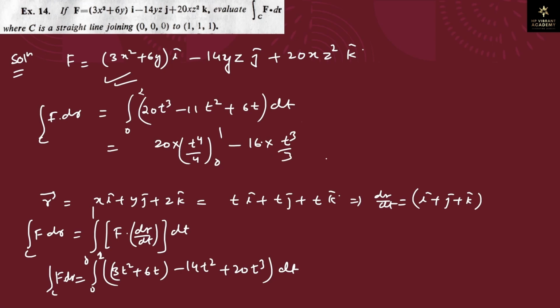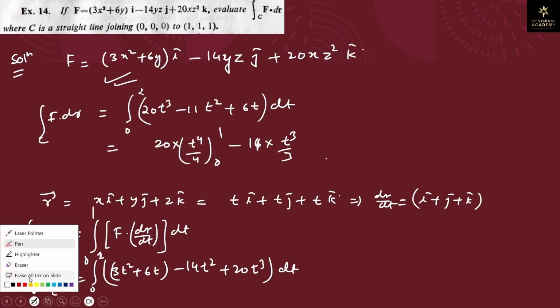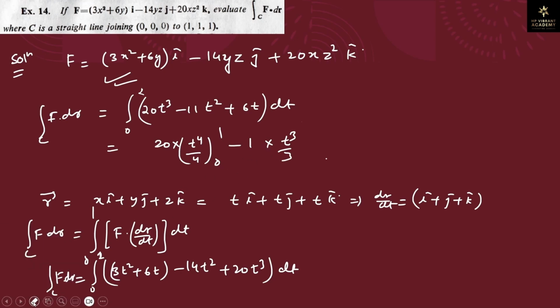cube upon 3, sorry, this is 11, na, 11 into t cube upon 3, limit is 0 to 1, plus 6 into t square upon 2, limit is 0 and 1. So this is 3t square.